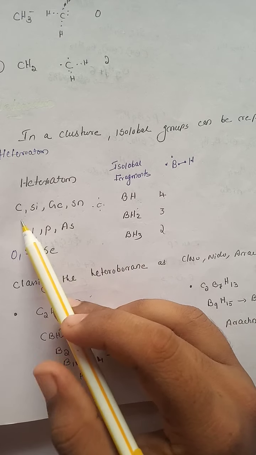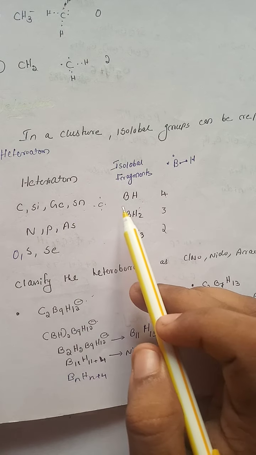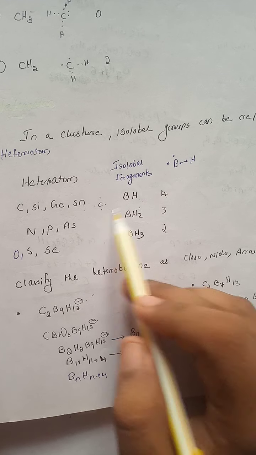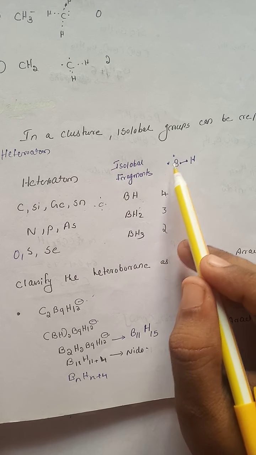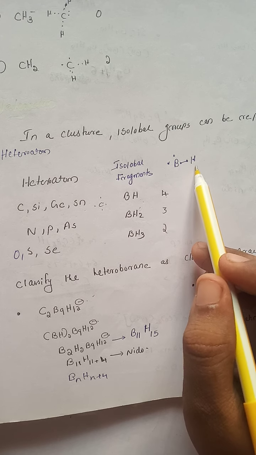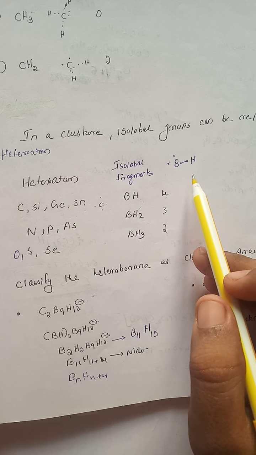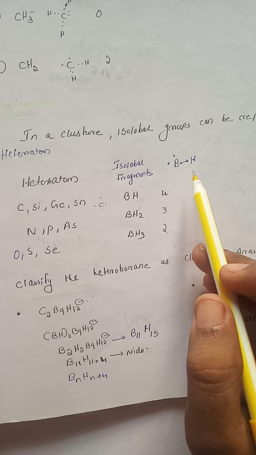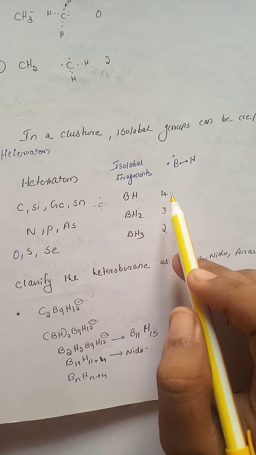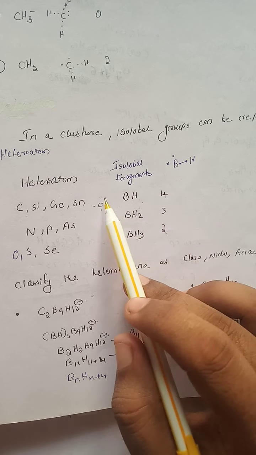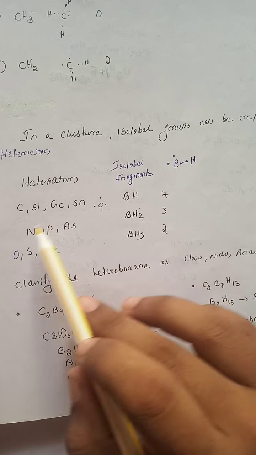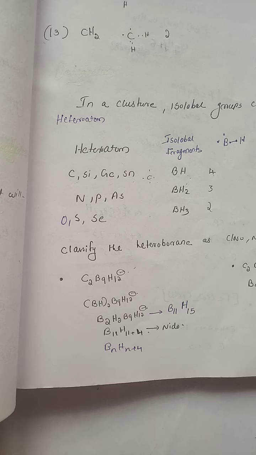For example, here we are taking carbon. Carbon has 4 valence electrons, and in the case of BH also, boron has 3 and 1 electron from hydrogen, so 4 electrons. So it needs 4 electrons to complete the octet. So both these species have the same electron deficiency. So these are called isolobal fragments. So instead of a BH unit, we can replace it by carbon.